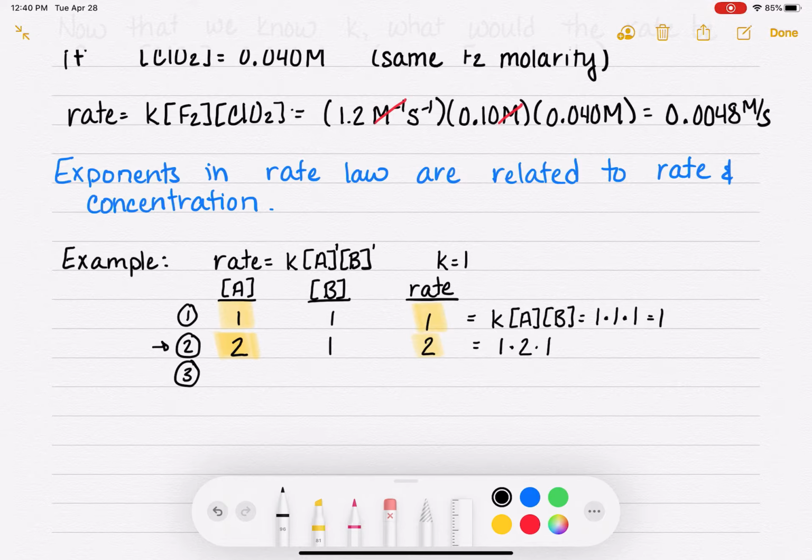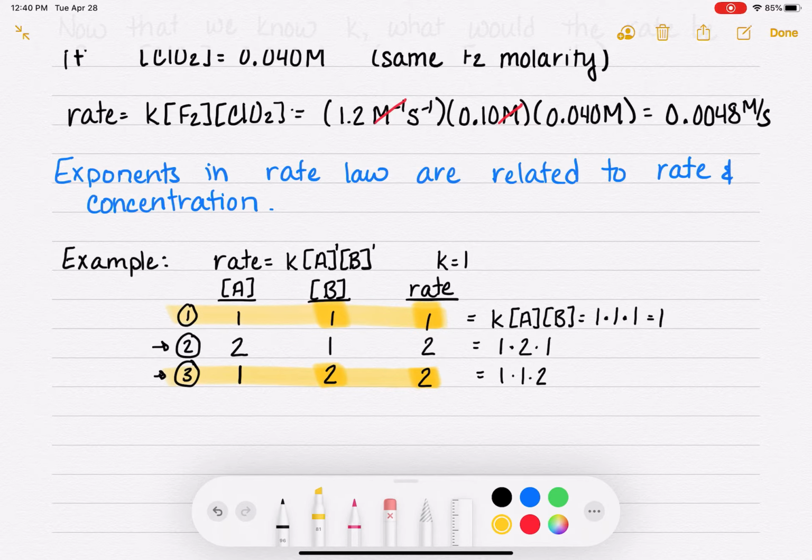What about, let me try to get really tricky here, number 3. We kept A at 1, but we doubled B. Ooh, what would that be? Well, again, K, the rate constant, is still 1. The concentration of A is 1. The concentration of B is now 2. And so that means that the rate is going to be 2. And again, we can say if we're looking at the data from trial 1, comparing it to the data from trial 3, when we doubled B, we doubled the rate of the reaction.